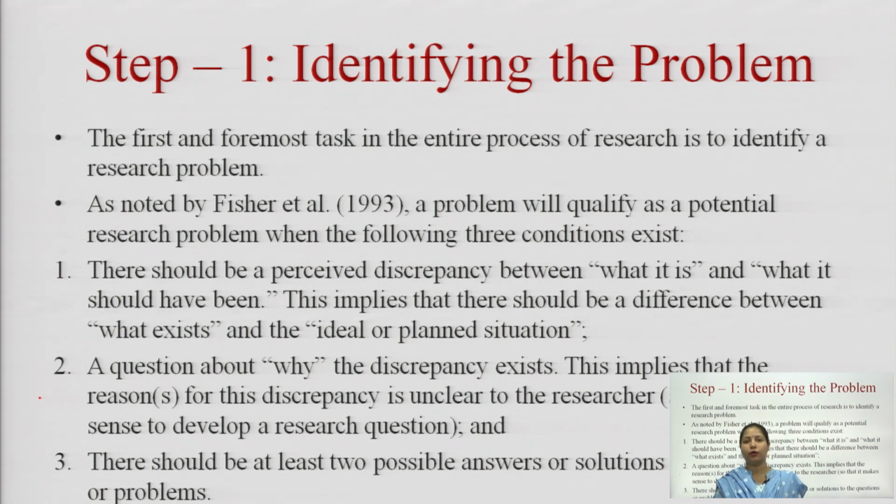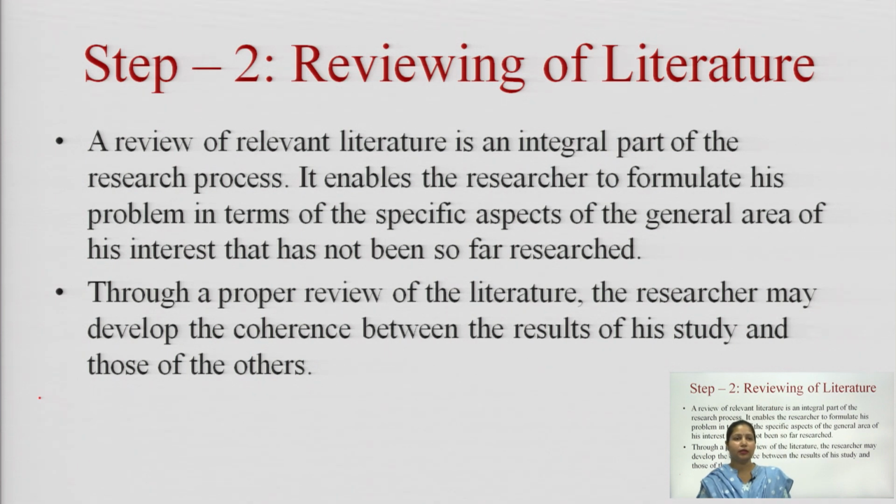The next step is reviewing the literature. A review of the relevant literature is an integral part of the research process. It enables the researcher to formulate his problem in terms of the specific aspects of the general area of his interest that have not been researched so far. So review of literature is basically reviewing what researchers have done in the past.